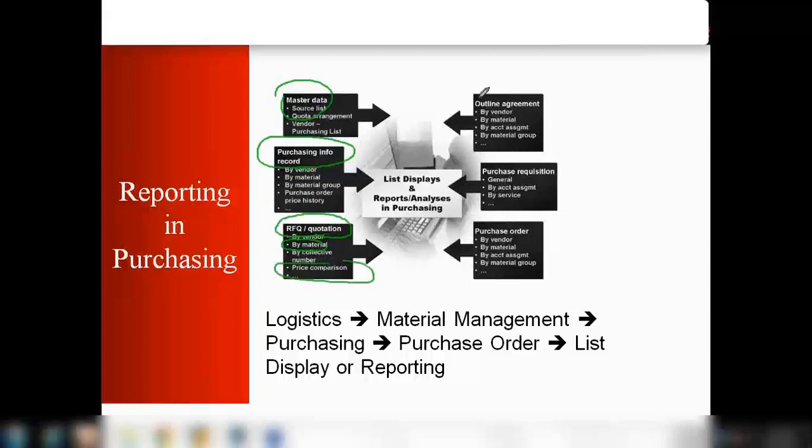Same way you can see the report for outline agreements, which we'll study later on. Purchasing requisition, okay, by account assignment, by surveys. You can also search for a purchase order by vendor, by material, okay, by material group. So there are different types of reports and different ways to search them. Okay, so let's have a look into the real example here.